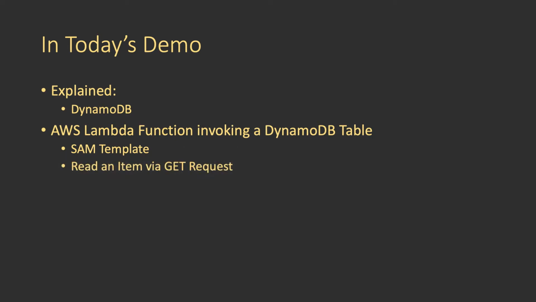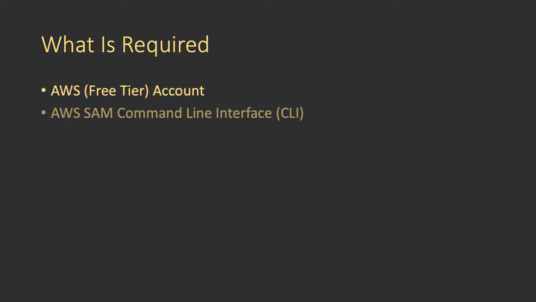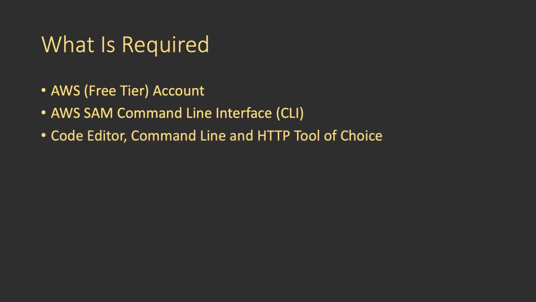Then we will read an item via GET request, and we will create and manipulate database items. What is required for this demo? First of all, you need an AWS free tier account. You need the AWS SAM command line interface installed on your computer. You should have a code editor, command line tool, and an HTTP tool of your choice.